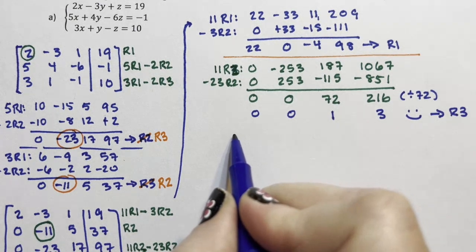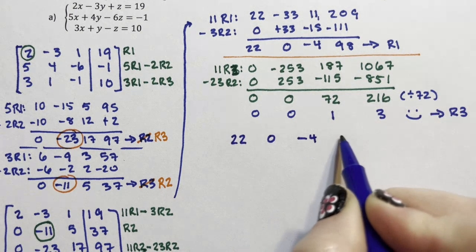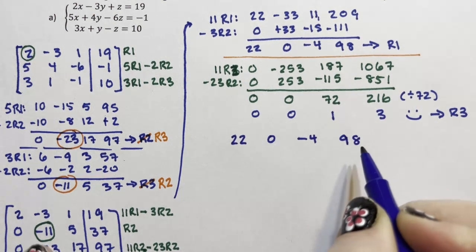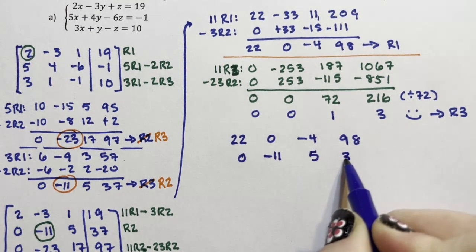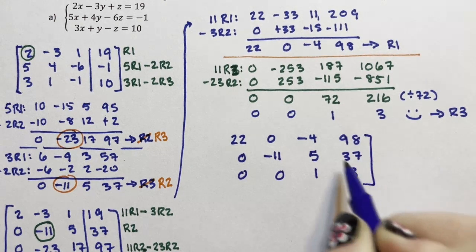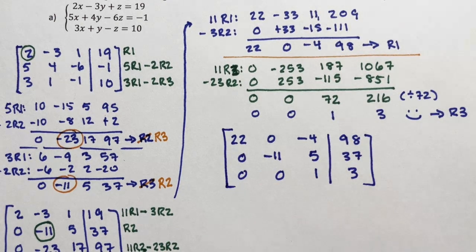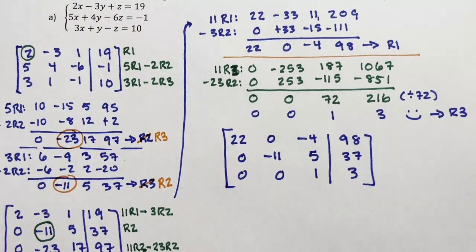So my new matrix is going to have row 1 of 22, 0, negative 4, 98. Row 2 I didn't change, 0, negative 11, 5, and 37. And my row 3 is 0, 0, 1, 3. All right, so again, I'm going for those zeros. My first set of steps got me 2 zeros. The second set of steps got me 2 zeros. That's all I'm looking for. Zeros. We're focused on our zeros. So now we have one more column, then we need those zeros.